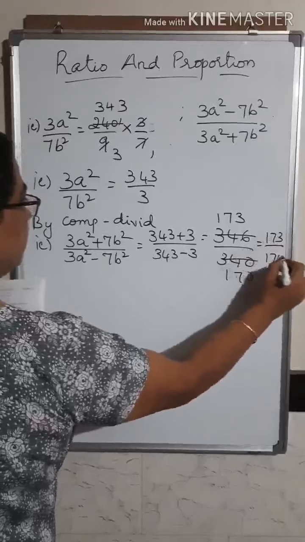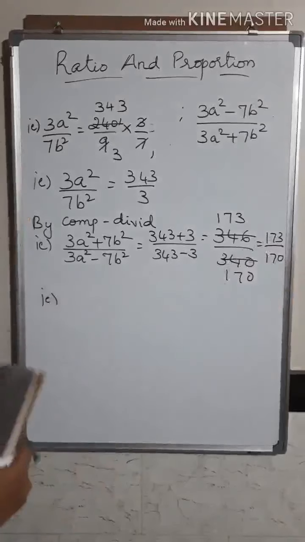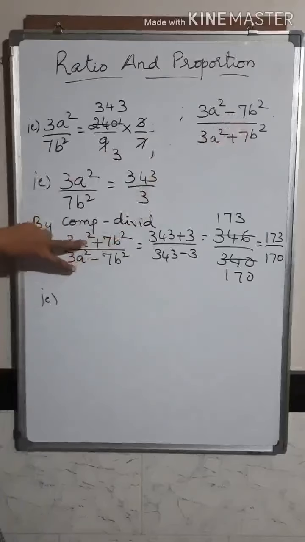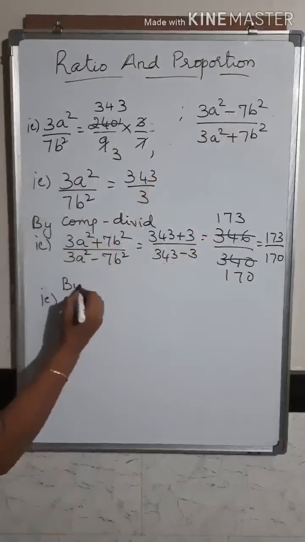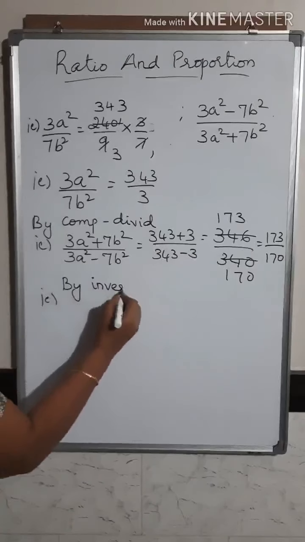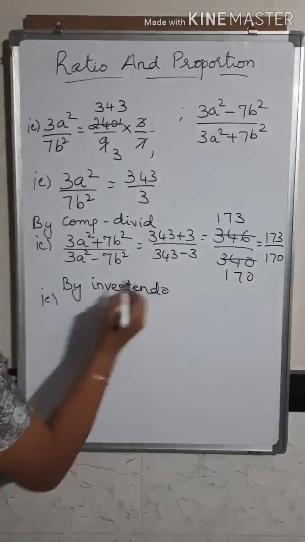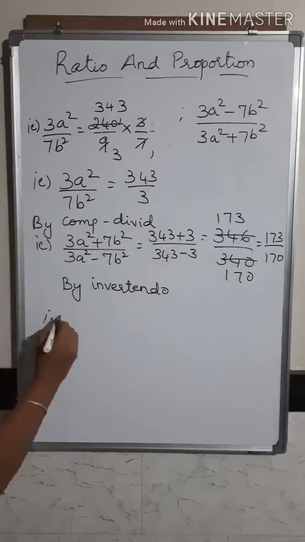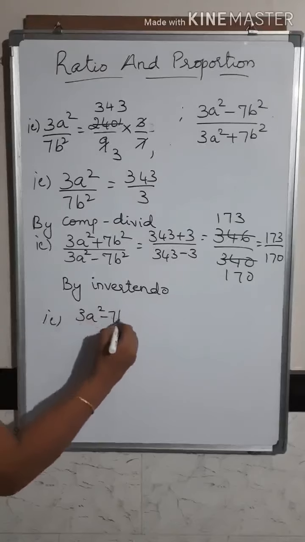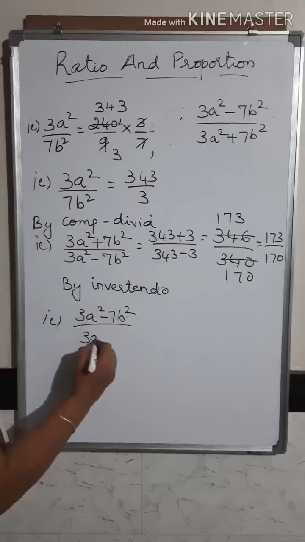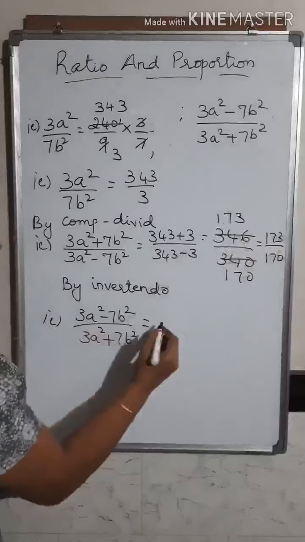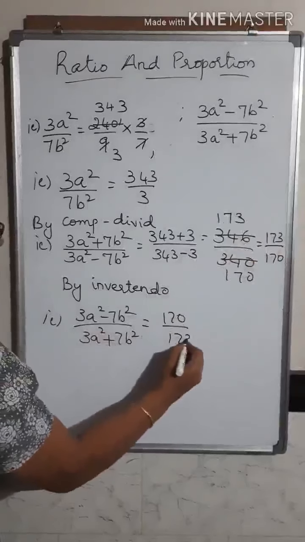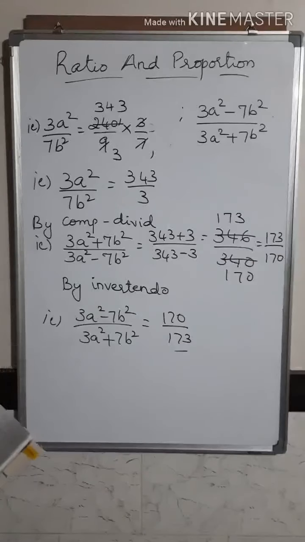So you get it as 173 upon 170. But in the problem what you have got is minus in the numerator. So you have to take invertendo to get the minus in the numerator. Then by invertendo, you get (3a square minus 7b square) upon (3a square plus 7b square), and here also you have to invert it, so you get 170 upon 173. Now all these problems you have worked out in this exercise, they have told to write the ratio.